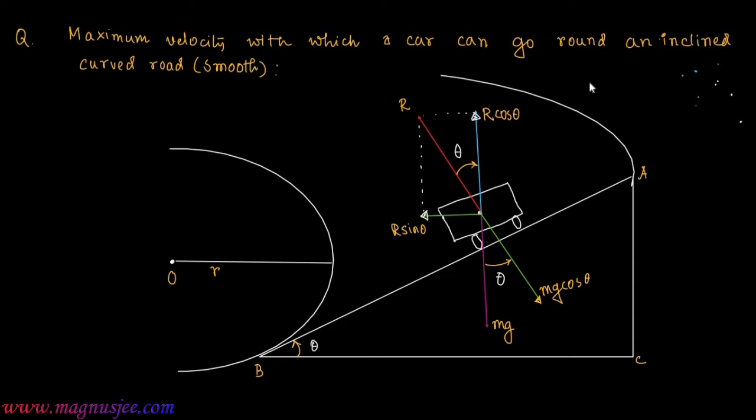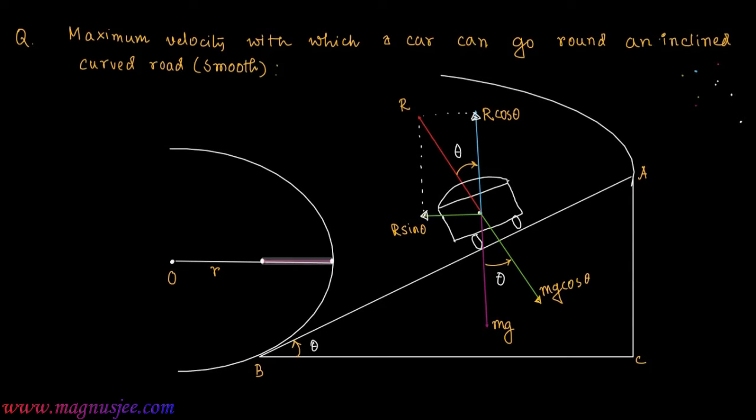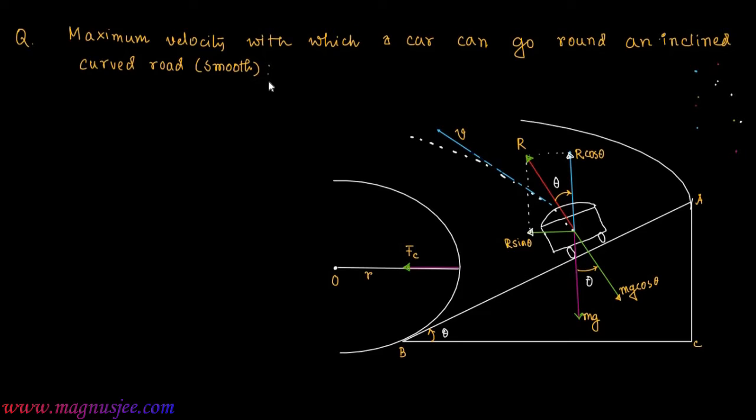R sin theta is acting radially inwards, parallel to the horizontal direction, and we can denote the centripetal force Fc. That centripetal force Fc is supplied by the rectangular component of normal reaction, that is R sin theta. This is the imaginary line along which the car is taking a turn with the tangential velocity v.